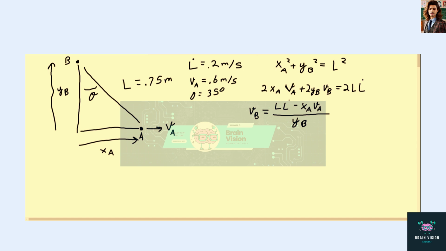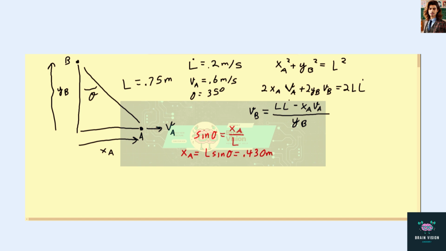To do that, we can look at a simple triangle using the sine of theta. So the sine of theta will equal xa over L. Well, we know what theta is, so we can solve this for xa pretty simply. xa equals L times the sine of theta. L was 0.75, theta was 35 degrees. So we get xa is about 0.430 meters.